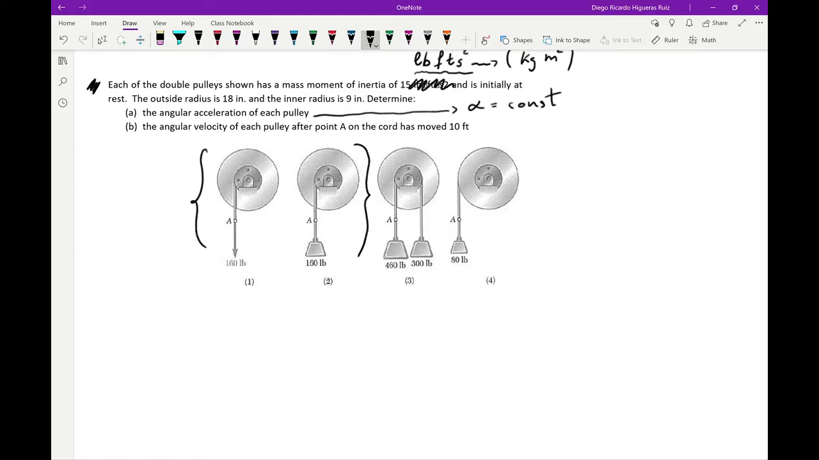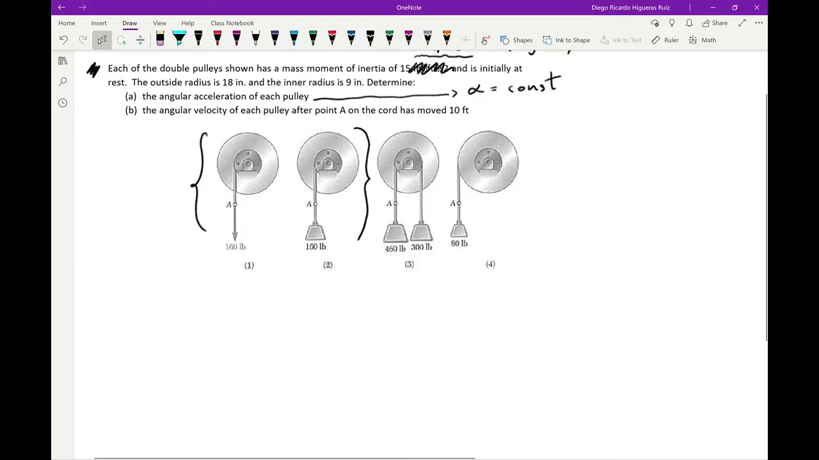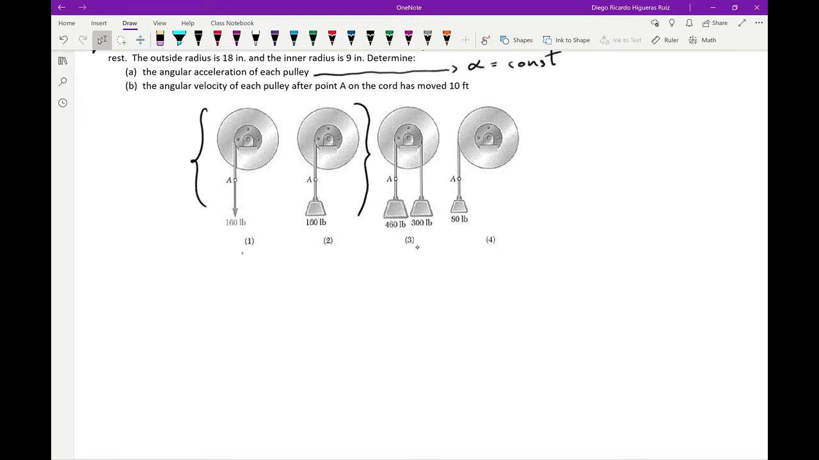The only difference between 1 and 2 is that for 1 we have a pull force applied at point A, and for case 2, or system 2, we don't have a pure force. We have a mass with a weight of 160 pounds force. This mass is going to carry some inertia. A mass in motion has inertia, and that's not going to happen in the first part of the problem.